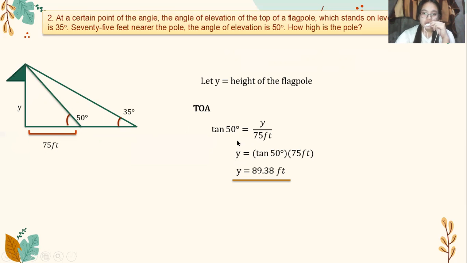Then we have to cross multiply. We have y is equals to tangent 50 degrees times 75 feet. And the height of the pole is 89.38 feet.